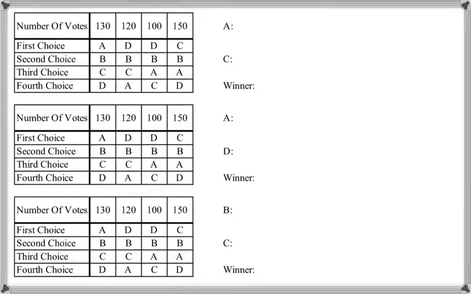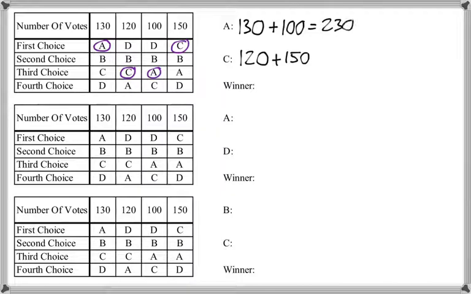The next matchup is A versus C. So the first 130 people prefer A over C. The next 120 people prefer C over A. The next 100 people prefer A over C. And the final 150 people prefer C over A. So A has 230, C has 270. So the winner of this matchup is C.